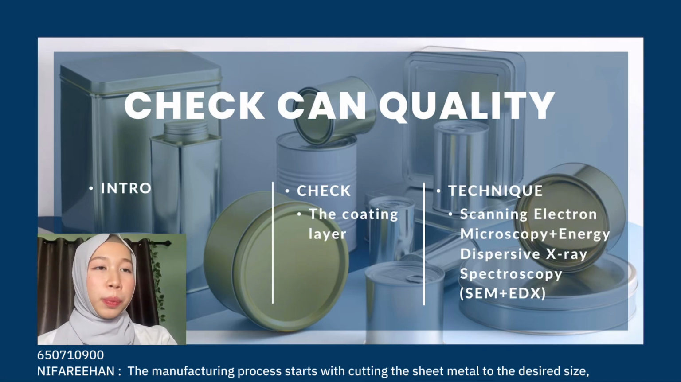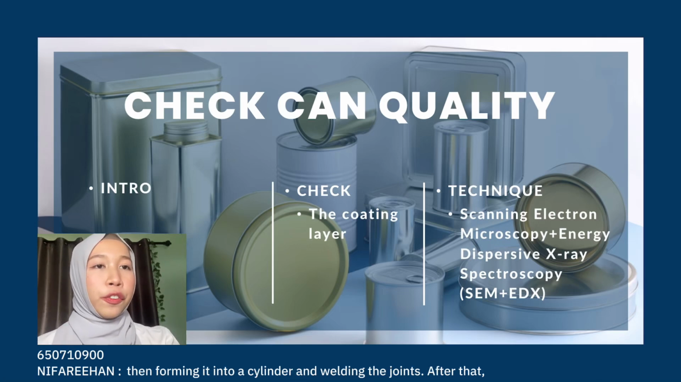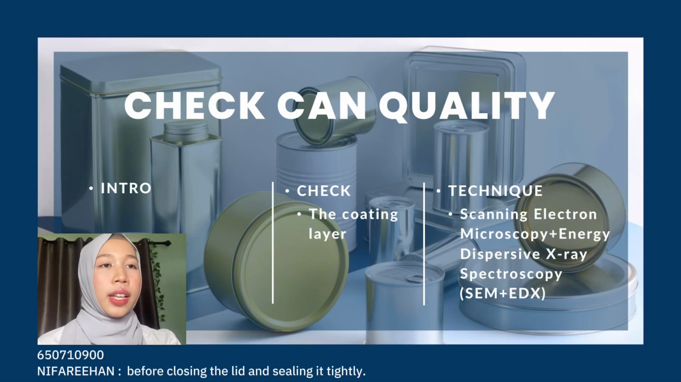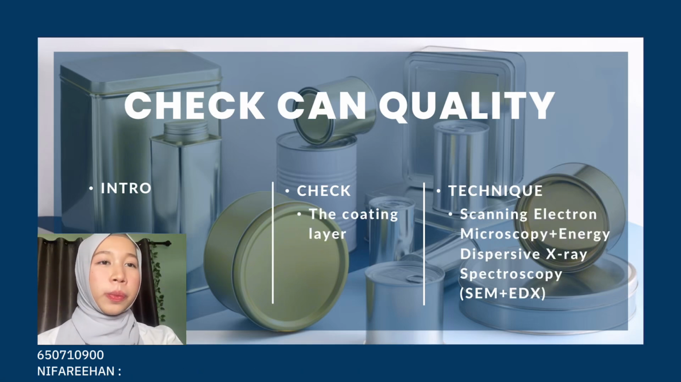The manufacturing process starts with cutting the sheet metal to the desired size, then forming it into a cylinder and welding the joint. After that, it must be coated inside and outside to prevent any reaction with food, before closing the lid and sealing it tightly.